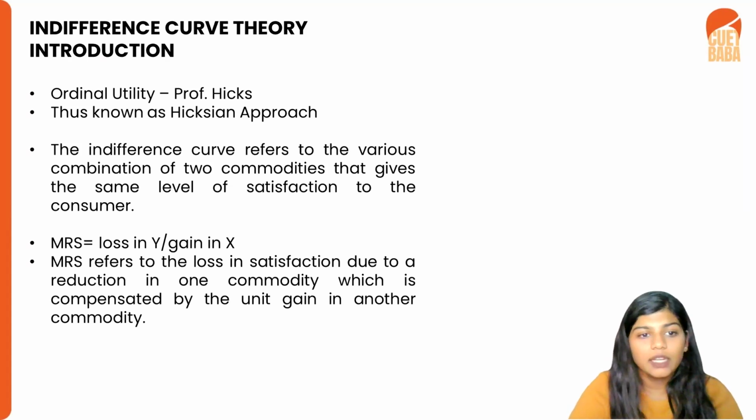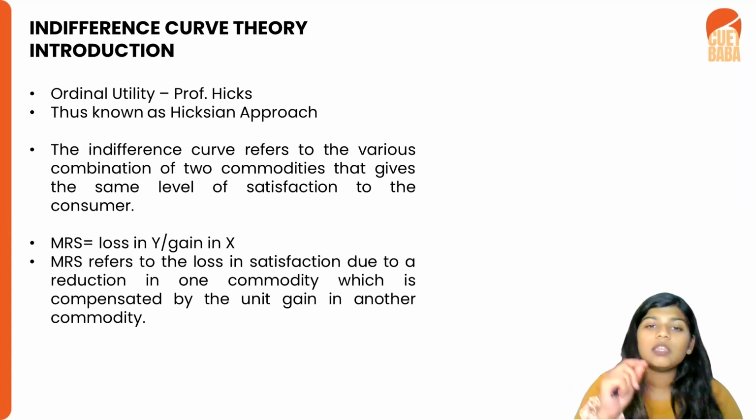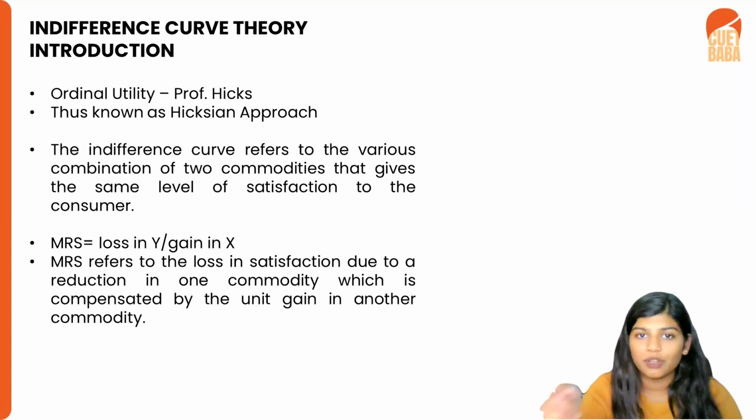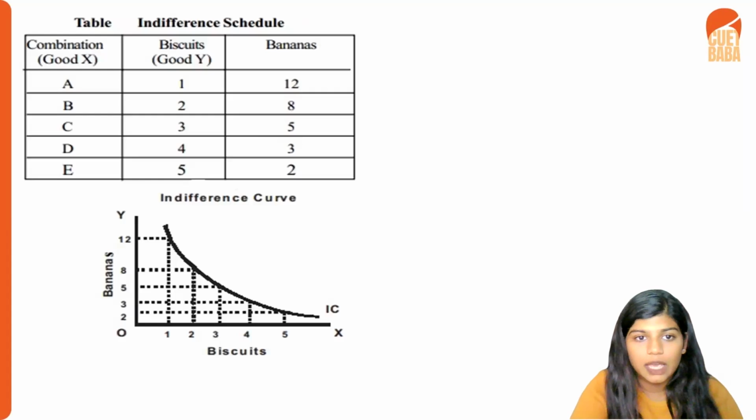So we'll be looking at the indifference curve, which is the various combinations of two commodities that give the same level of satisfaction. In the IC curve, if there are 3 points, then all 3 points would give the same level of satisfaction. That is the most important point here, and it is measured based on the MRS, the marginal rate of substitution. The formula of MRS is loss in Y divided by gain in X. We can further see this with the help of an example.